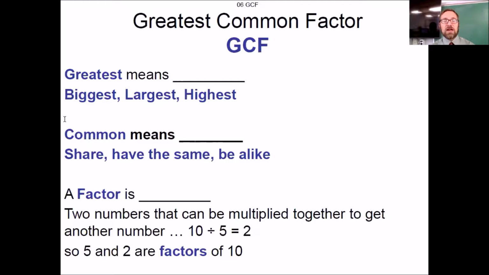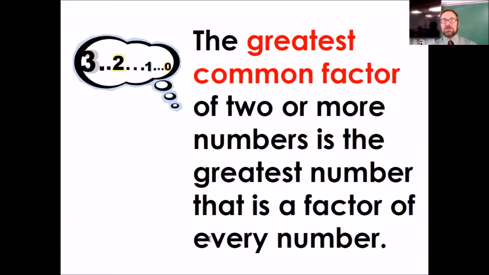So a factor is when two numbers can be multiplied together to get another number. So 5 and 2 are factors of 10. To find greatest common factor, you do have to break it out like this division where you've got 10 and figure out what divides into 10. But we'll look more into that in just a minute. The greatest common factor of two or more numbers is the greatest number that is a factor of every number. Fancy definition to say the biggest number that both of them have as factors.